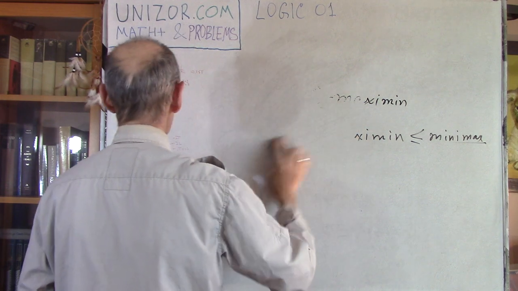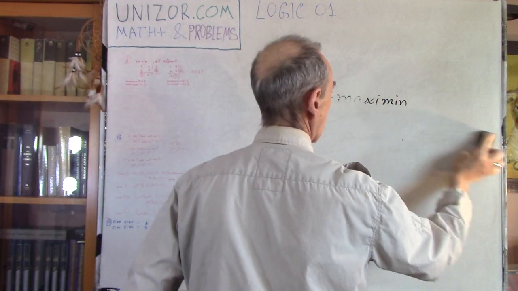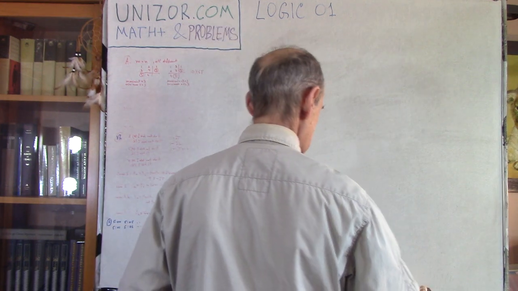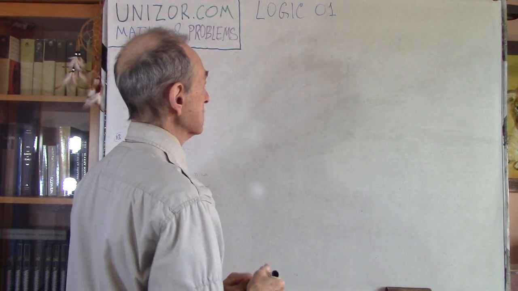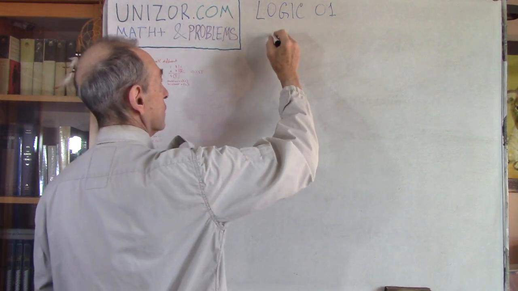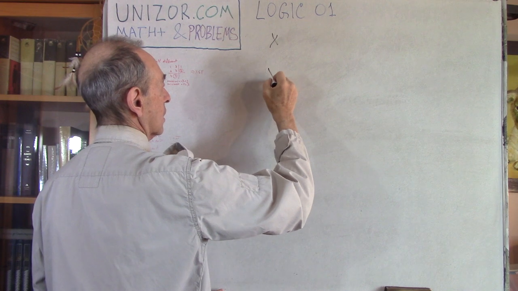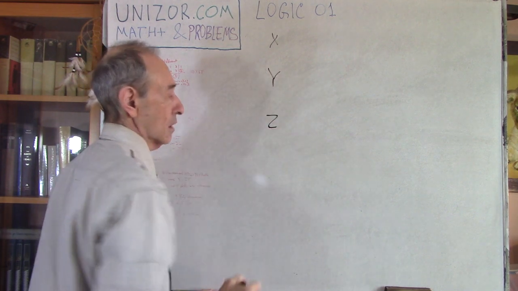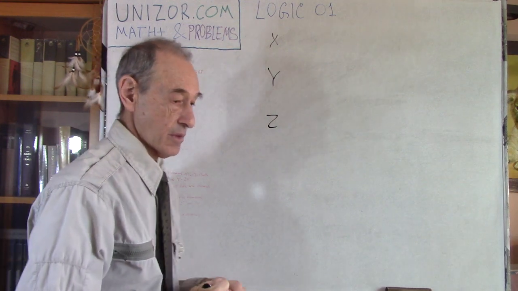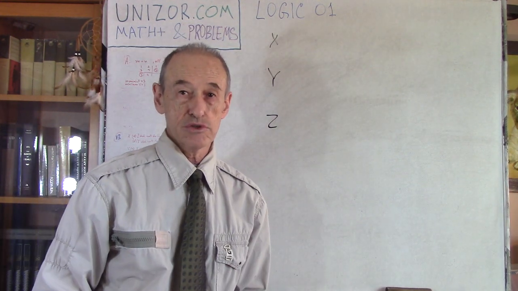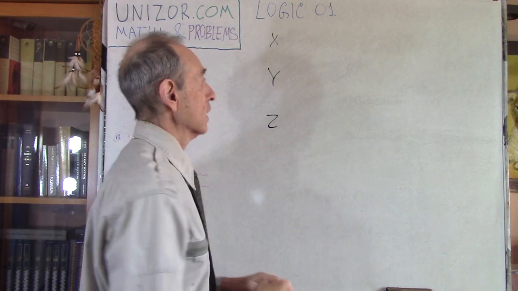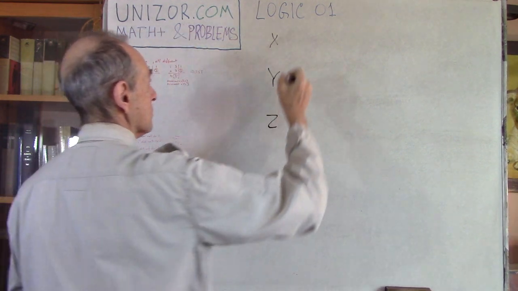Next problem is solving the crime. That's basically like Sherlock Holmes did. Let's assume that there was a crime committed and there are three different people, X, Y, and Z, who are interrogated. And basically they are asked the question, did you do it? Or if you didn't, who did it? Okay, here are the answers.